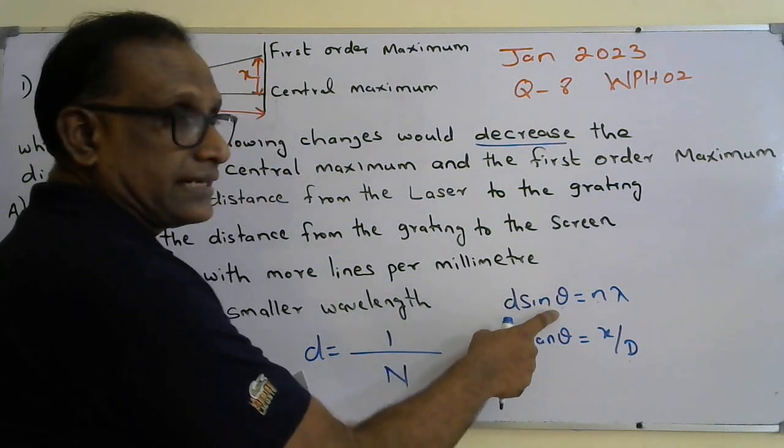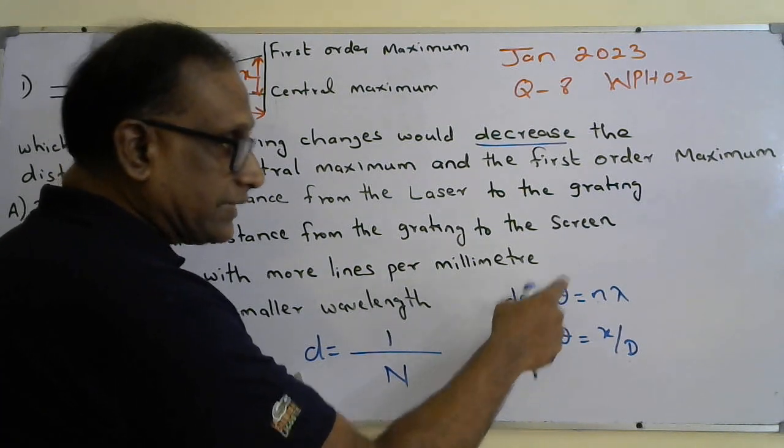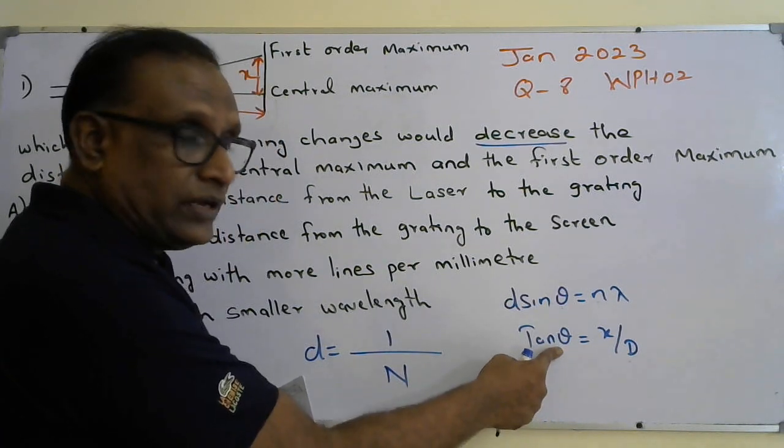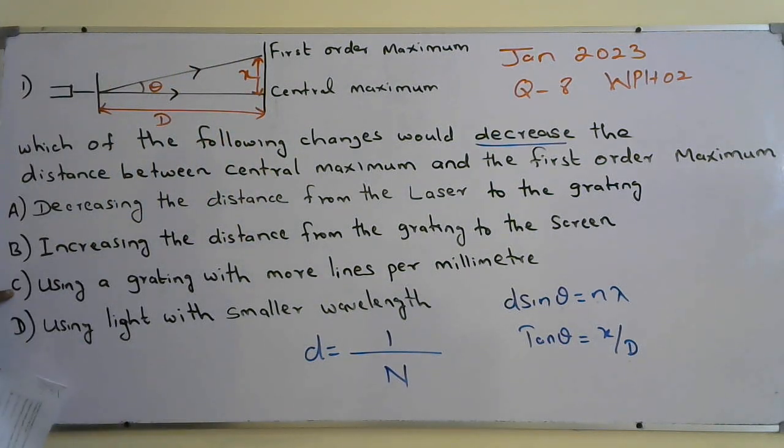Sin theta will increase, so theta will increase. When sin theta increases, it means theta will increase. When theta increases, tan theta will increase, so x will increase. So that is also not the answer.